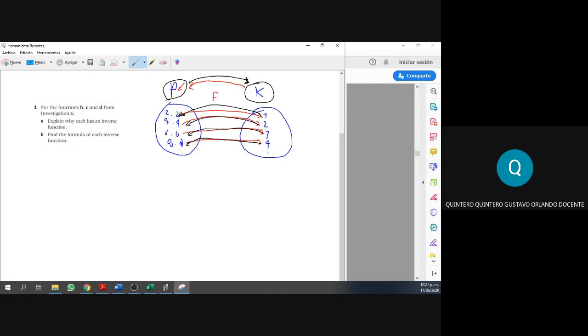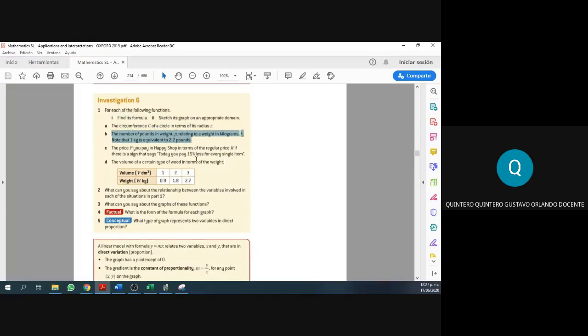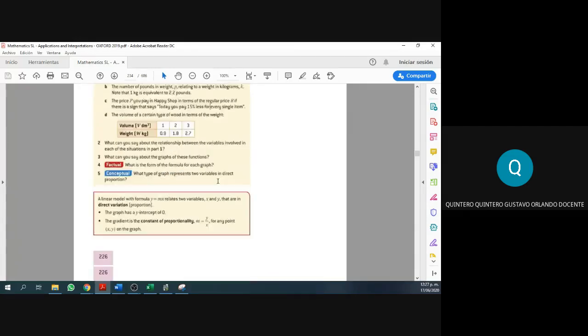There is no possibility for a kilogram to have 2 pounds. So the first example has an inverse. That is the reason why. All right, the second and the third, I'm not gonna do it because I want you to practice yourself. All right, let's jump into the next question.